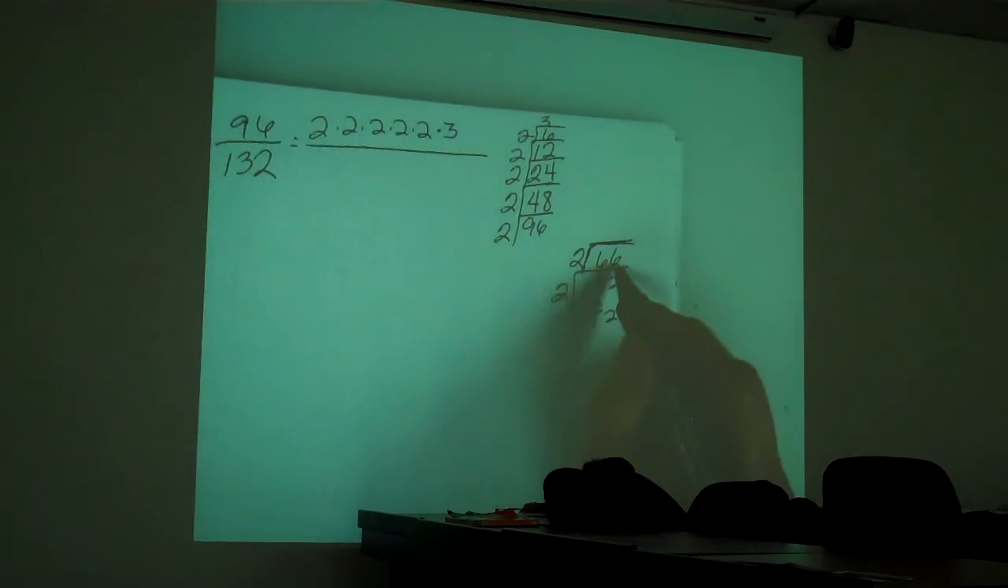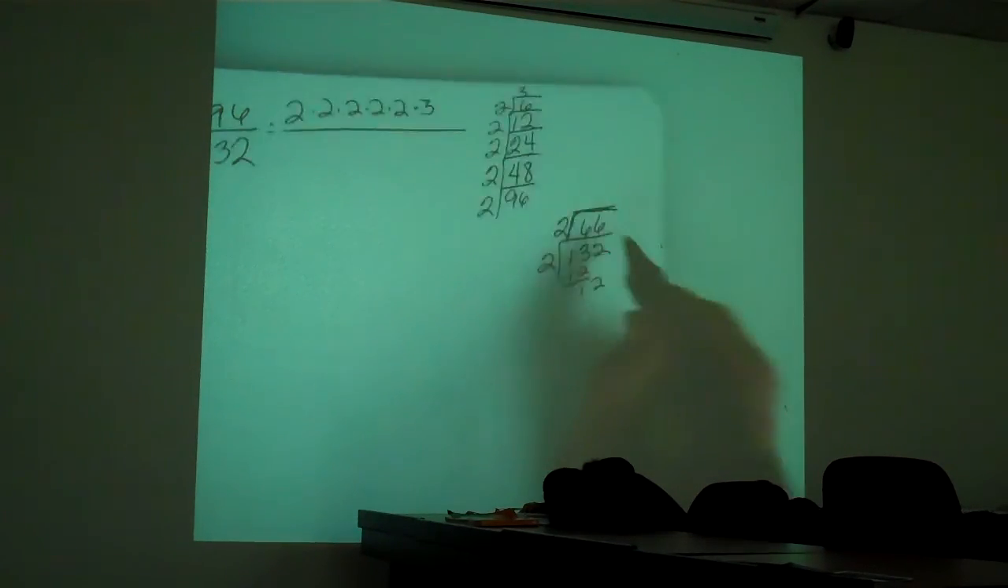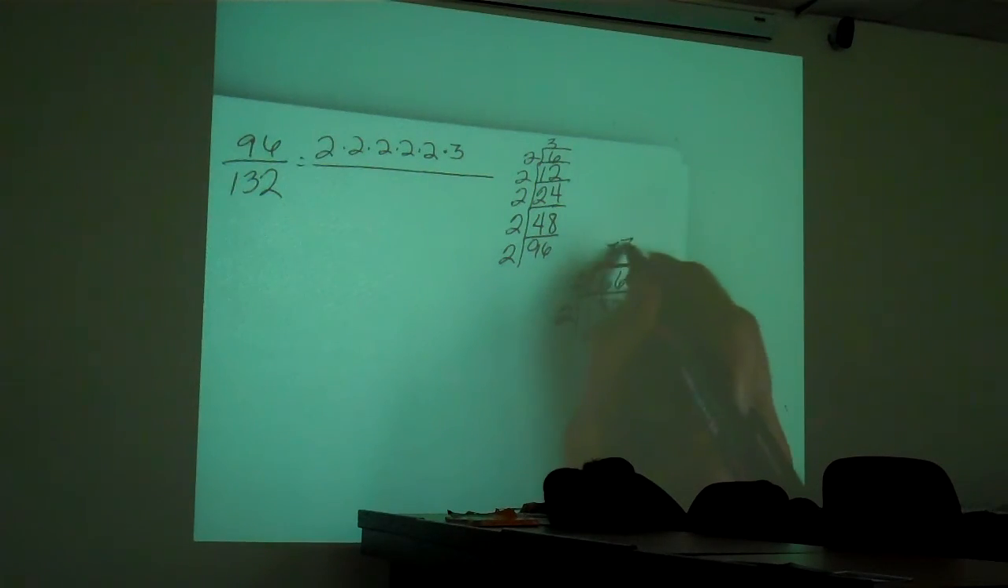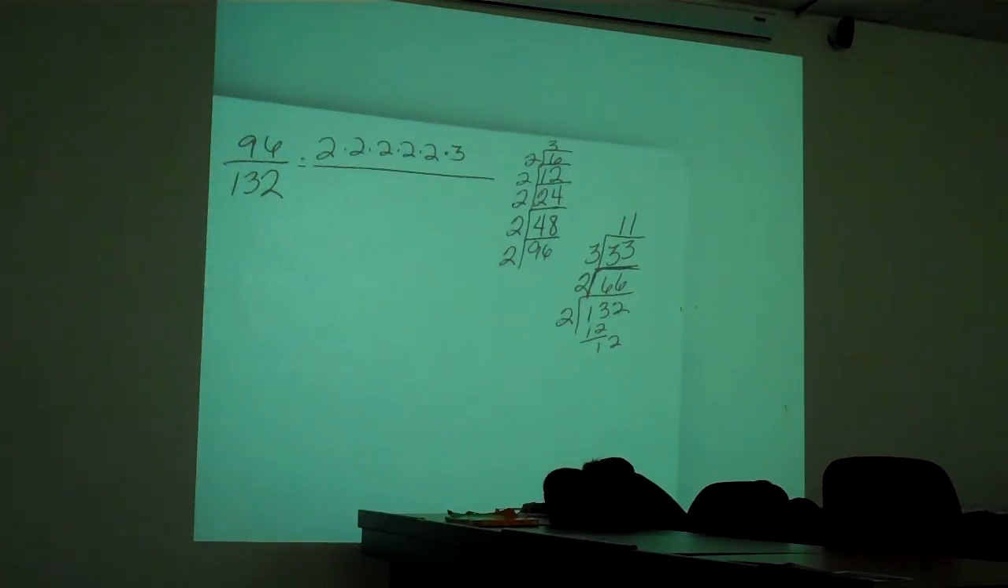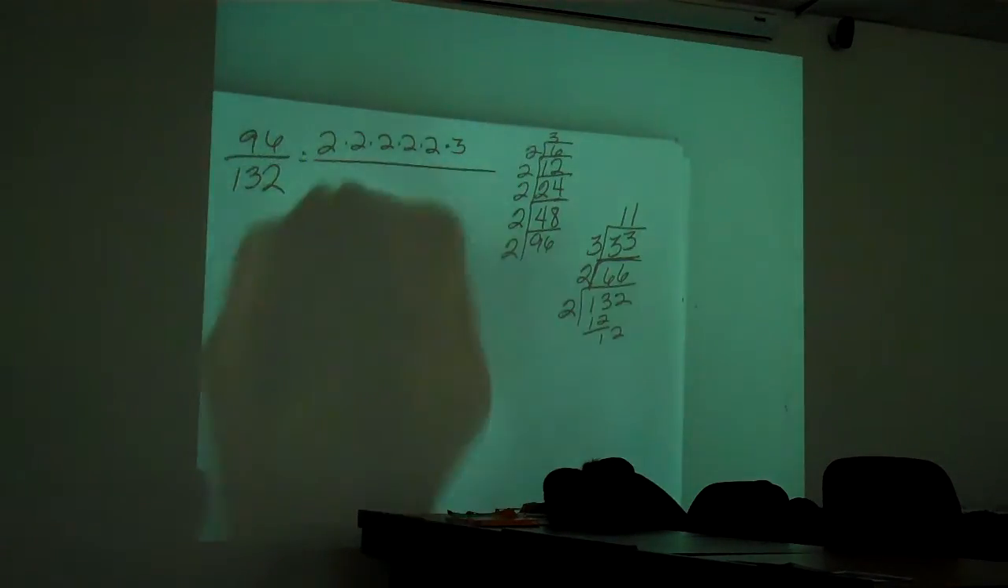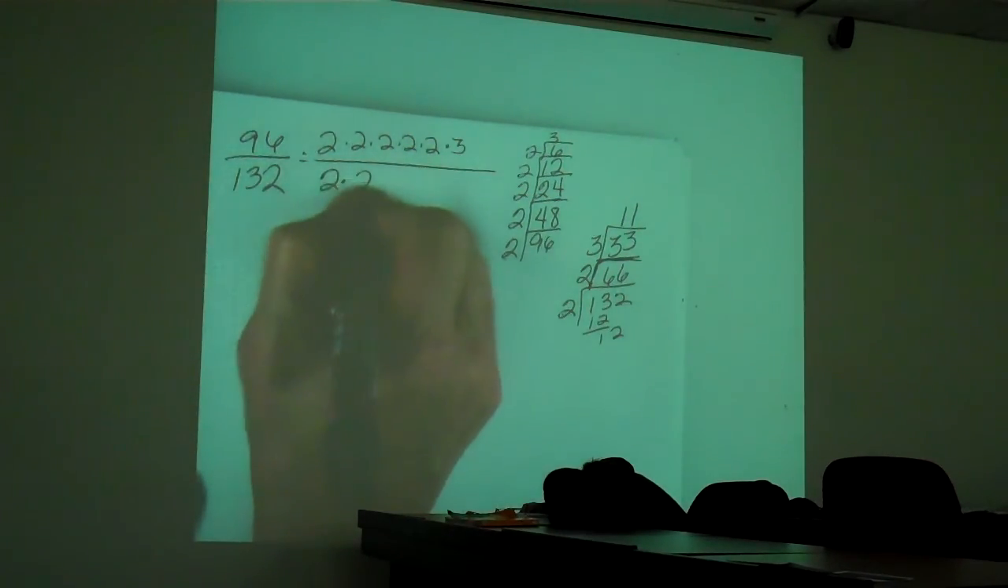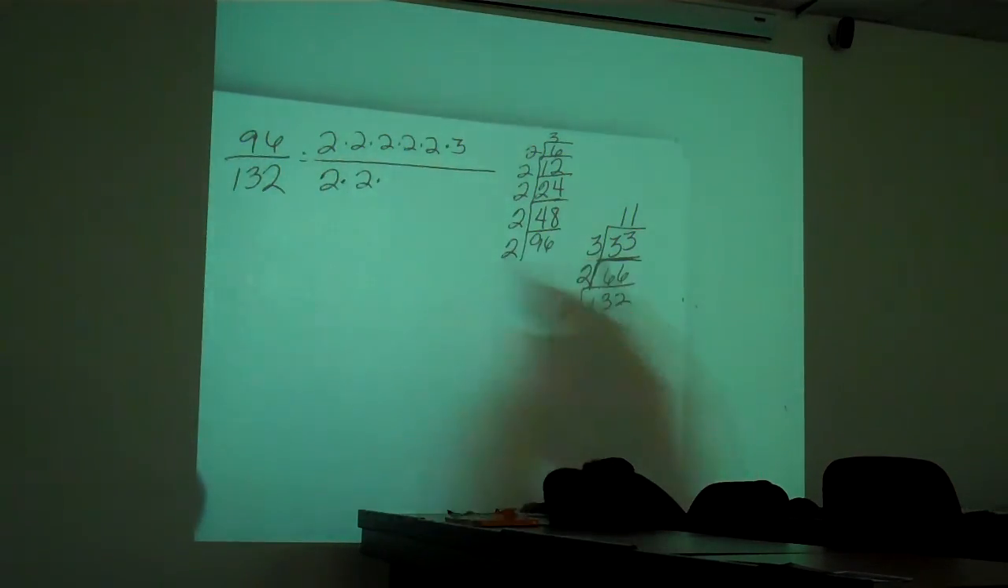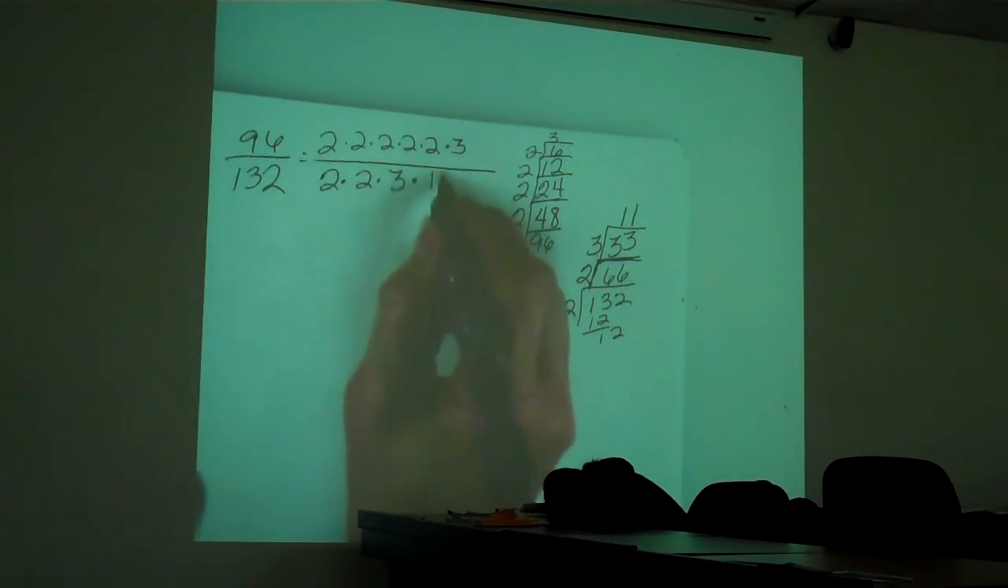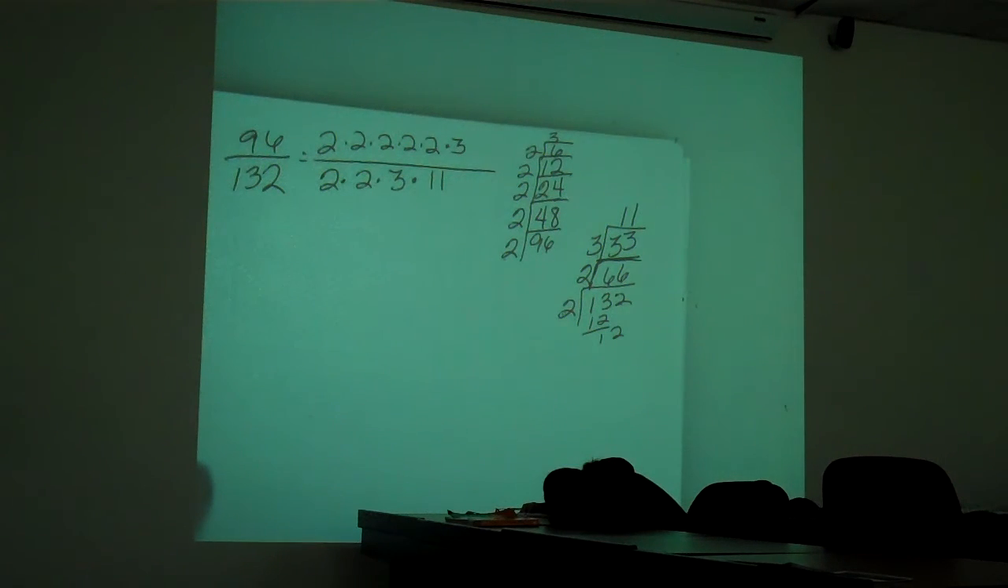Okay, so the next one. Now we did 132 divided by 2 is 66. Divided by 2 is 33. Divide by 3 is 11. I guess I didn't need as much room as I thought I would need. 2 times 2 times 3 times 11. You can divide the 11 more? Nope, nothing goes into 11, it's a prime. So you've got 2, 2, 3, 11? Yeah.